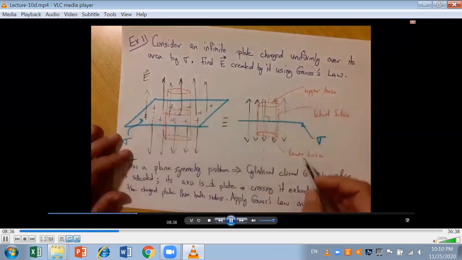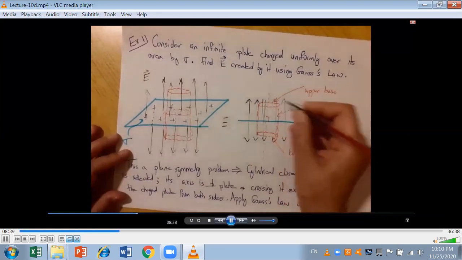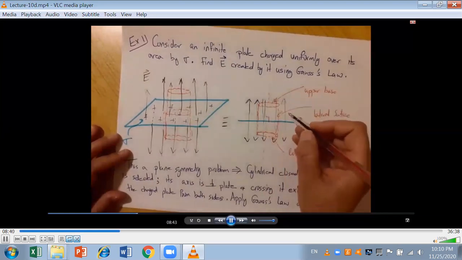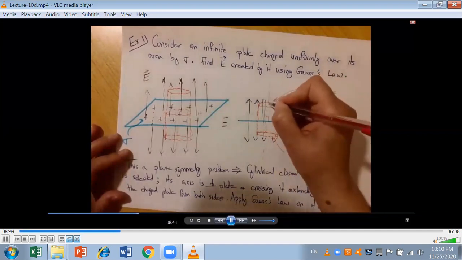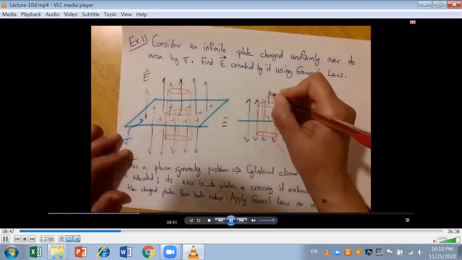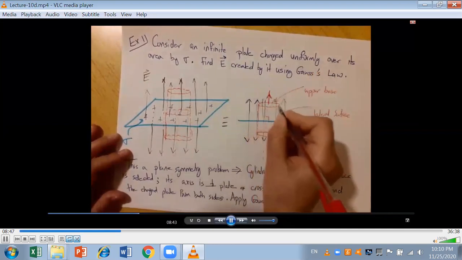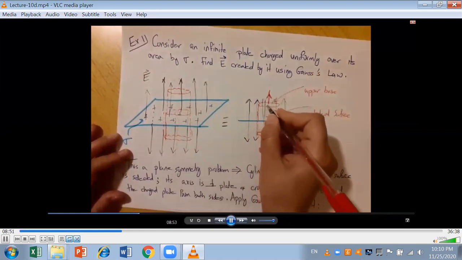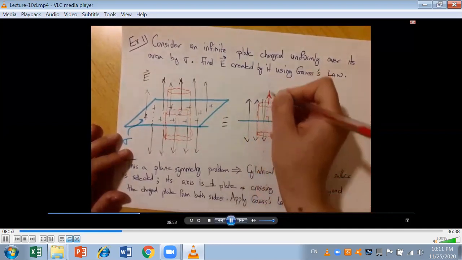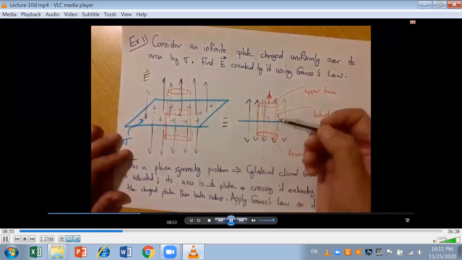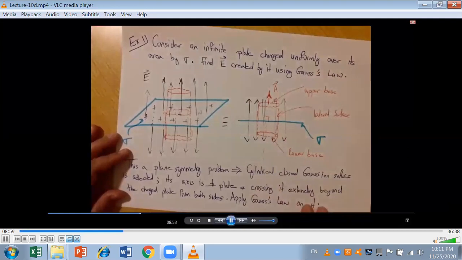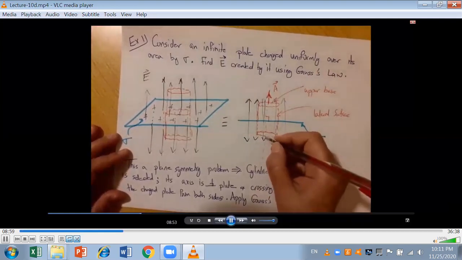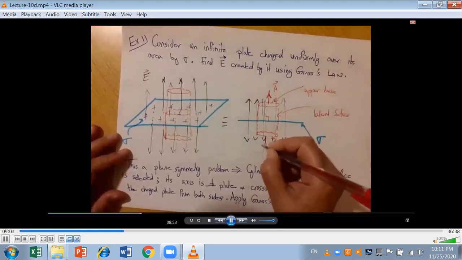For the upper base I'm going to specify its vector area directly, vector area A, along the axis and perpendicular to the surface. Upward or downward? Always towards the outward normal. So this is the vector area A, and this is the vector area A for the lower base.